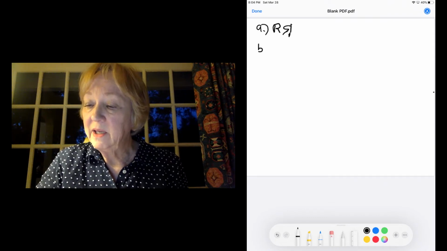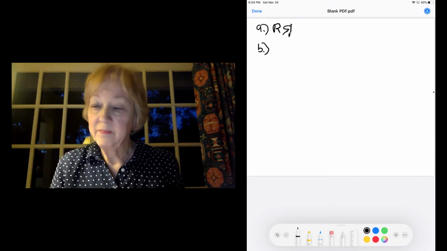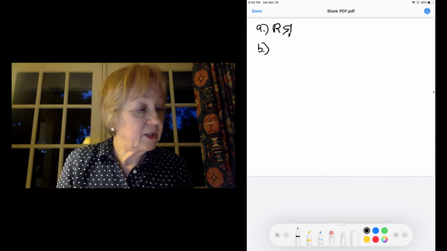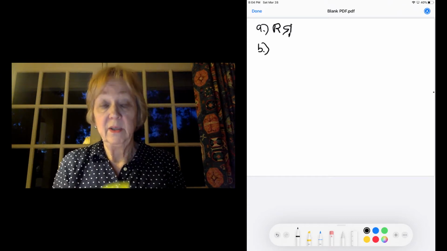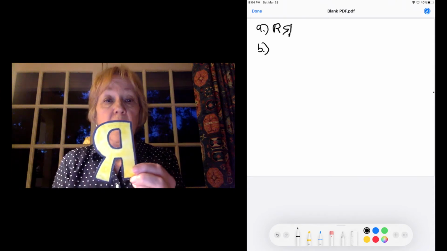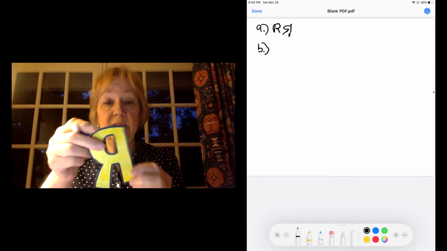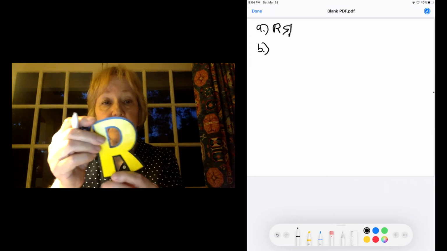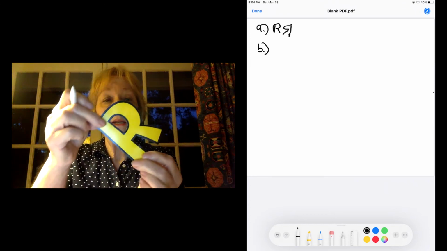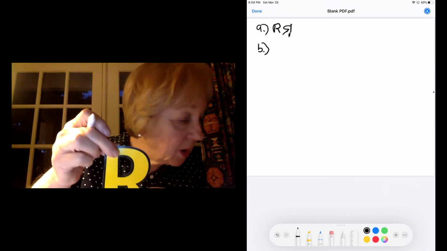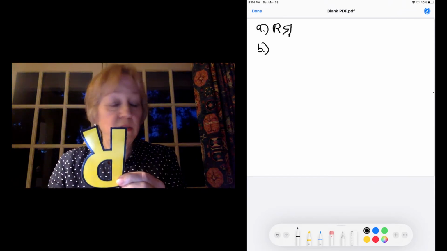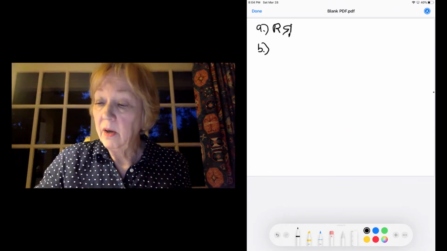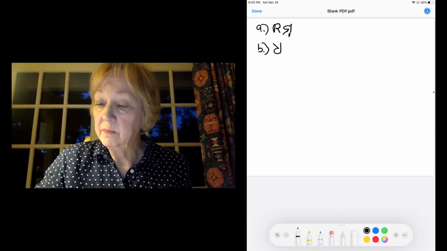All right, now let's look at B. B says, sketch an uppercase letter R after 180 degrees clockwise rotation. So let's look at this again, and we're going to go 180 degrees. Let's do it like this first, 180 degrees counterclockwise. So we're going to go like this. So it's going to look like an upside down R. Like that.